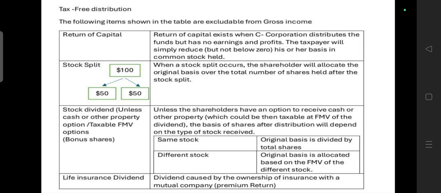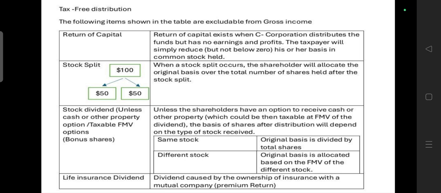Now we will discuss the final segment, tax-free distribution. Return of capital first, like the earlier example we just went through. I invested $100, and the company pays $10 back. Anything paid back from my principal capital portion is tax-free. We need not pay any taxes for that because the company does not pay out of its income. They just reduce our basis, just reduce our investment value.